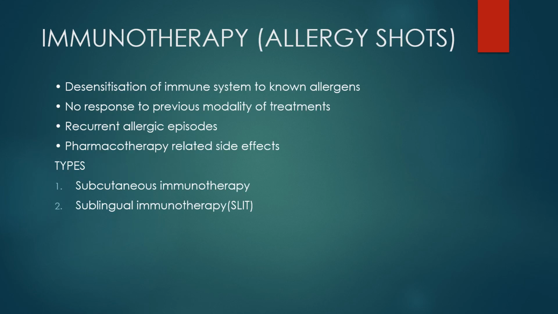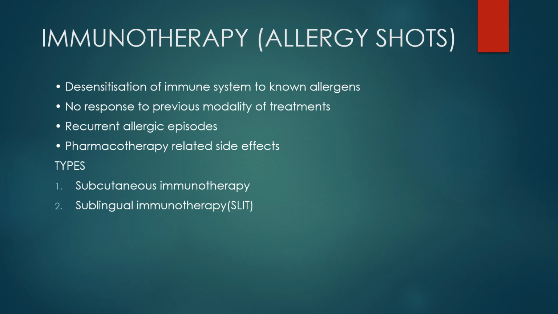Immunotherapy is also known as allergy shots or hyposensitization. And the main function of immunotherapy is that it suppresses the formation of IgE antibody. It also raises the titer of specific IgG antibody. Now, immunotherapy is mainly indicated when there is no response to any previous treatment for allergic rhinitis, or due to pharmacotherapy, certain side effects have arisen, like excessive drowsiness, which the patient cannot tolerate. So they are advised immunotherapy.